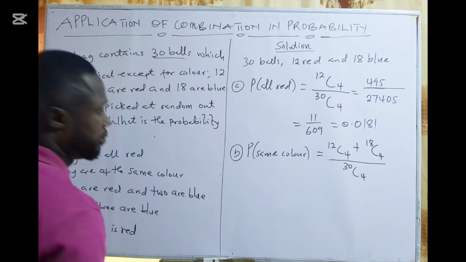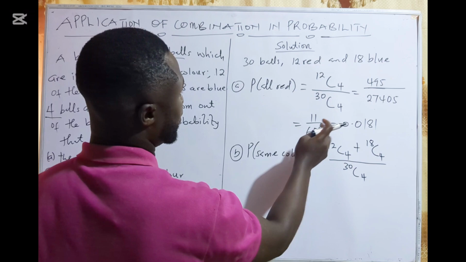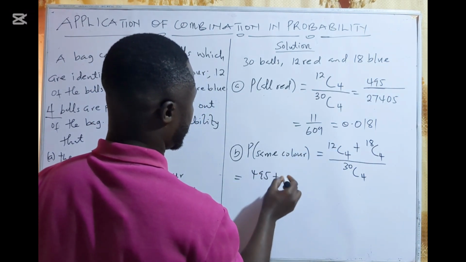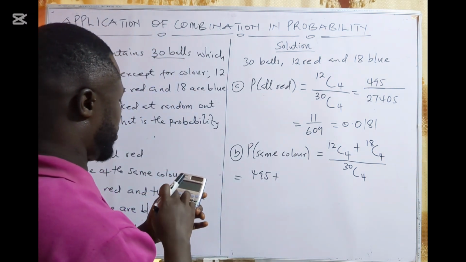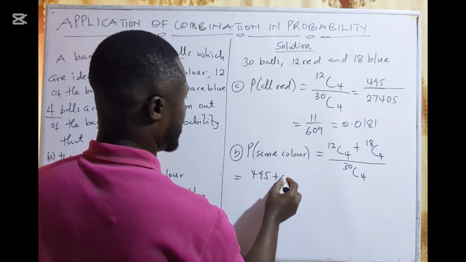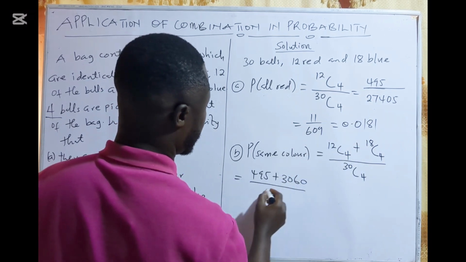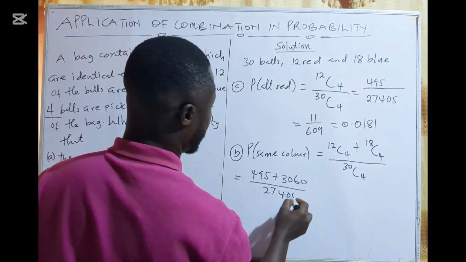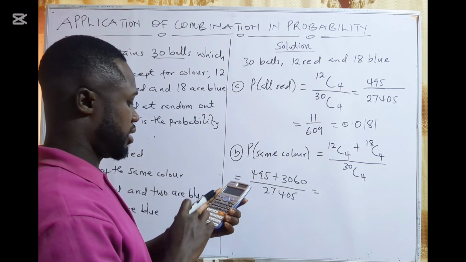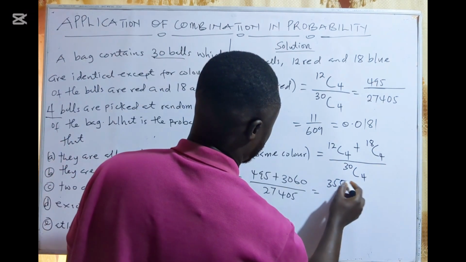Alright. So let me put that on the calculator. 12 combination 4, we already have it here: 495, plus let me see, 18 combination 4. That will give me 3060, all divided by 30 combination 4, 27405. So let's see what we are going to get. 495 plus 3060 will give me 3555.